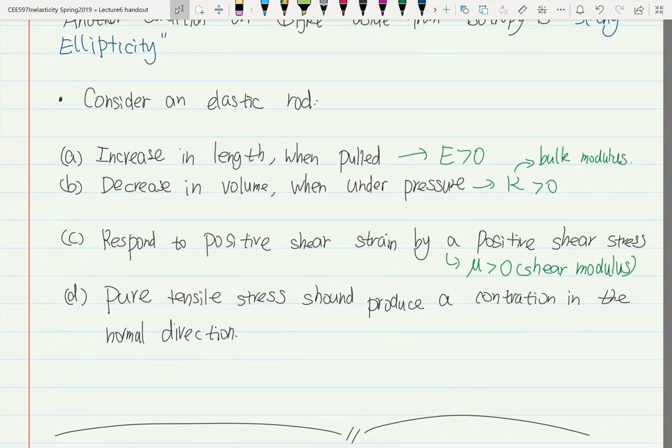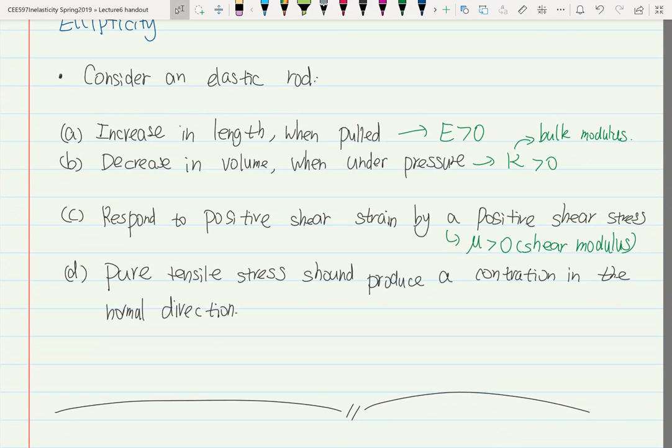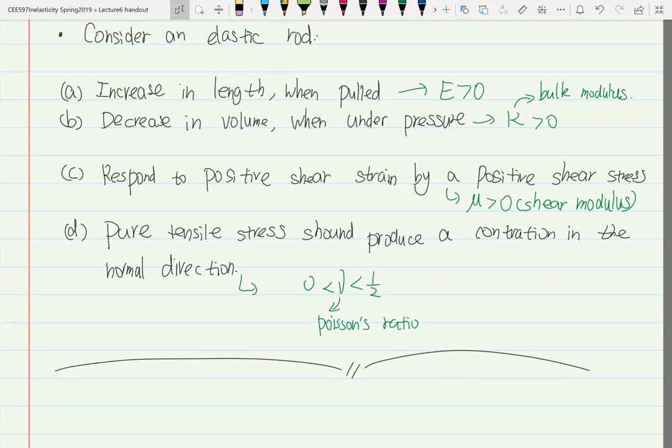And lastly, okay, a pure tensile stress should produce a contraction in the normal direction. Okay, so that's basically because of the Poisson's effect. So that means your nu needs to be between 0 and 1/2, Poisson's ratio. Okay, when your Poisson's ratio equals 1/2, it means it's incompressible. And if it's between 0 and 1/2, then it means it's compressible. So you should have some contraction in the other direction. We also noticed that in our previous coding for the nonlinear finite element class 3.